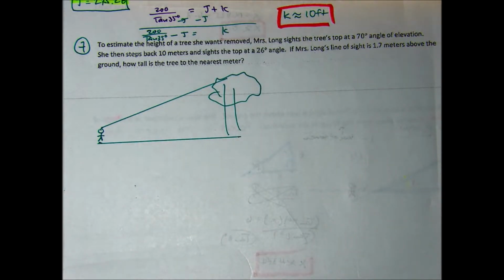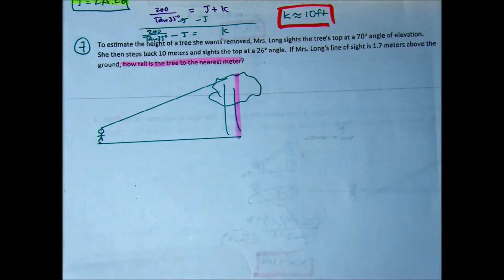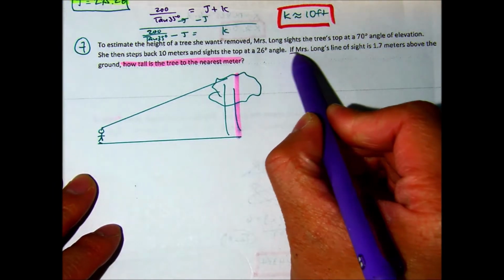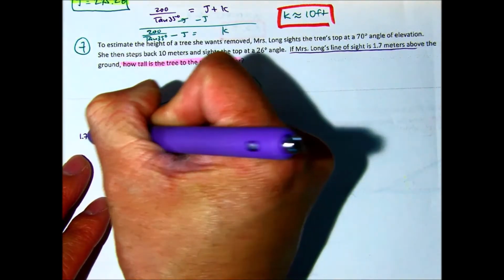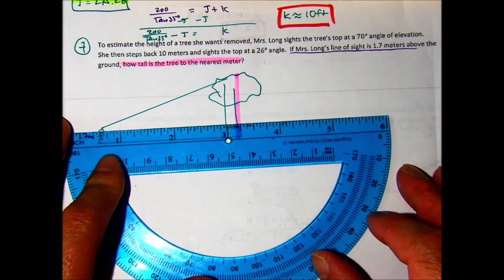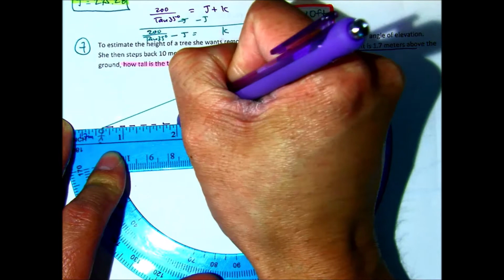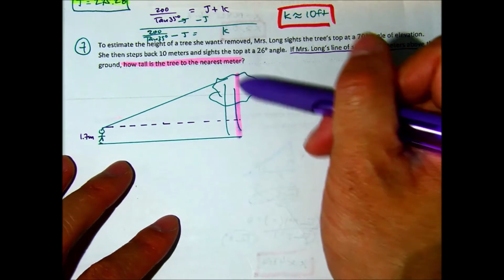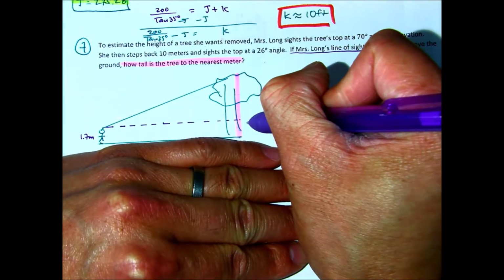So we're asked to find the height of the tree. Now it gives us some kind of information that's kind of new to us. Mrs. Long's line of sight is 1.7 meters. What does that mean? She is 1.7 meters tall. And so basically the triangle starts from her eyes. So draw the line of sight. We want to know the height of the tree. Well, when you solve for the right triangle, you're going to have this pink right here, but you're going to have to add 1.7 when you're done.